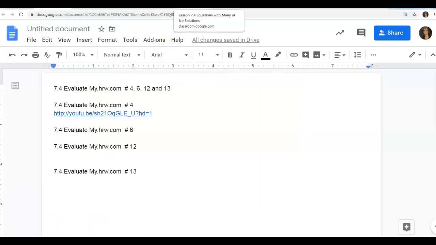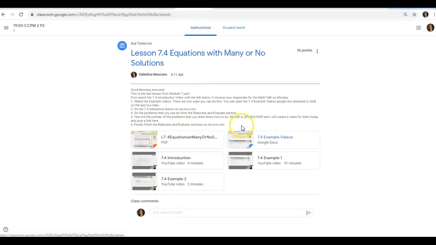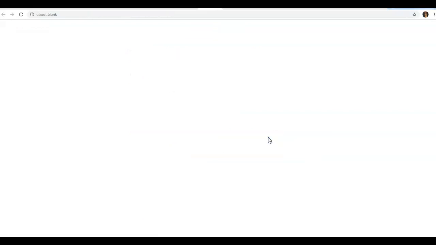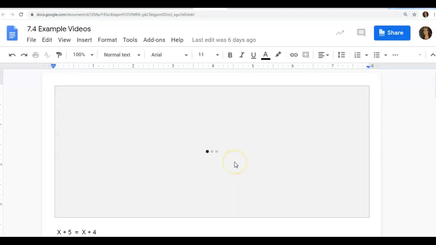I can go back to the lesson right here, 7-4 on my.hrw. My computer is so slow because everybody's using it. So right here on the examples that I provided, the beginning, remember that we had that math talk first.